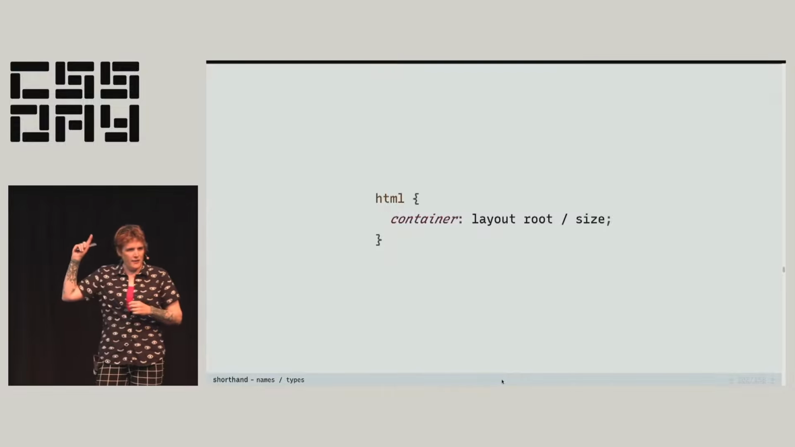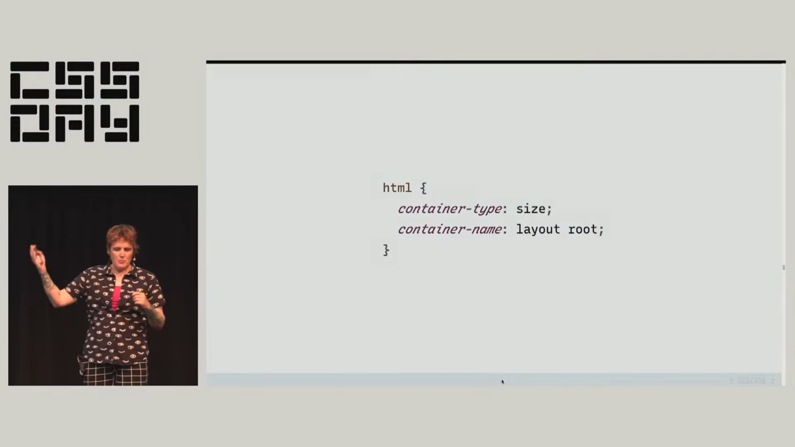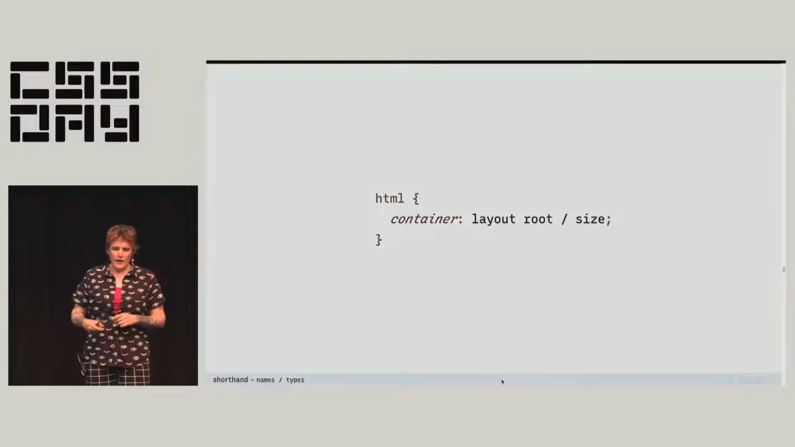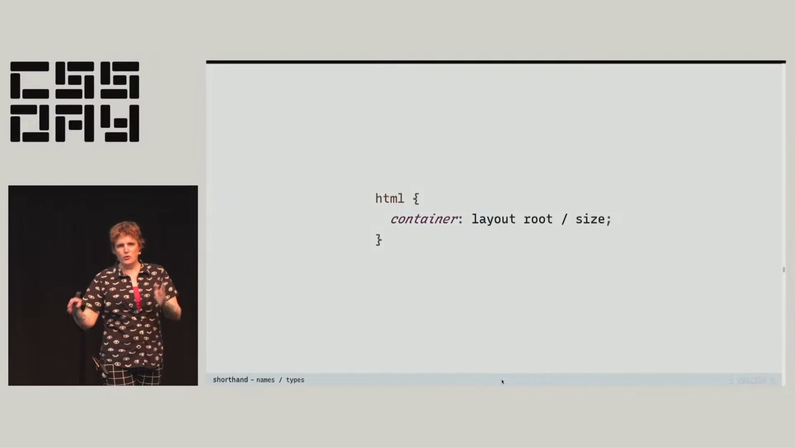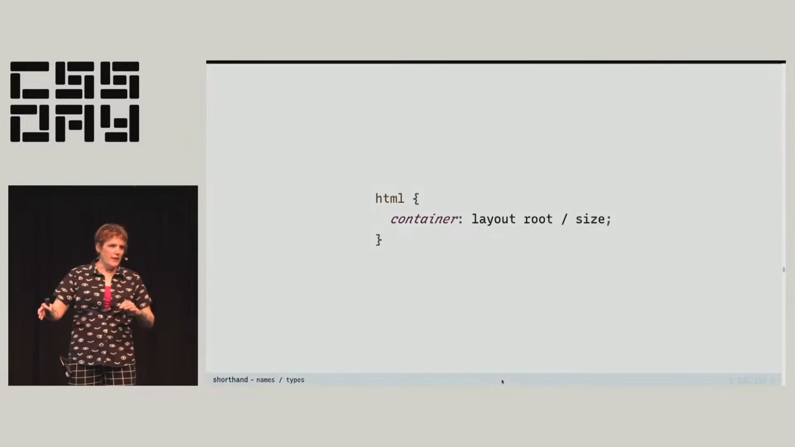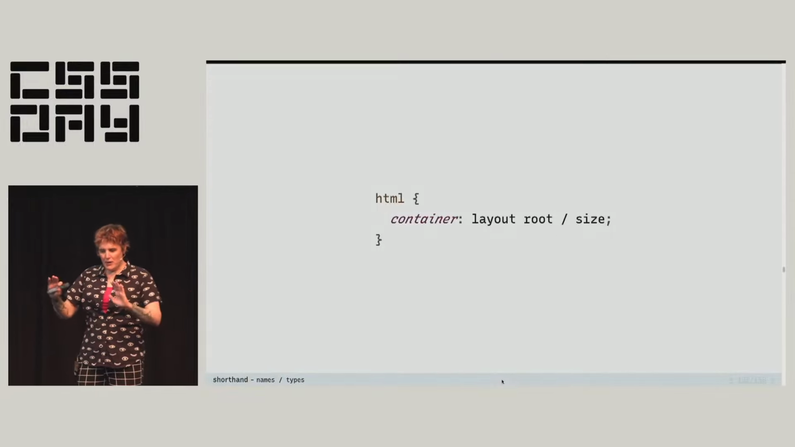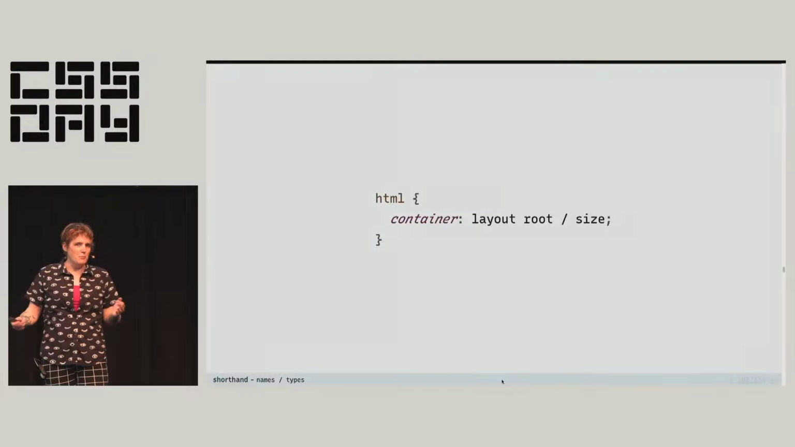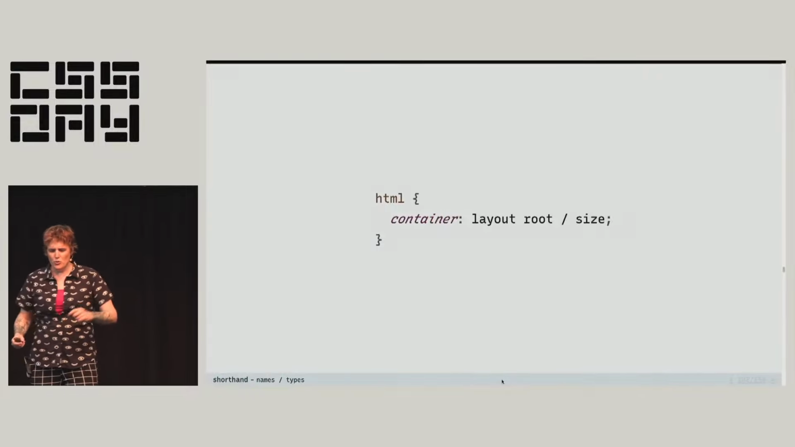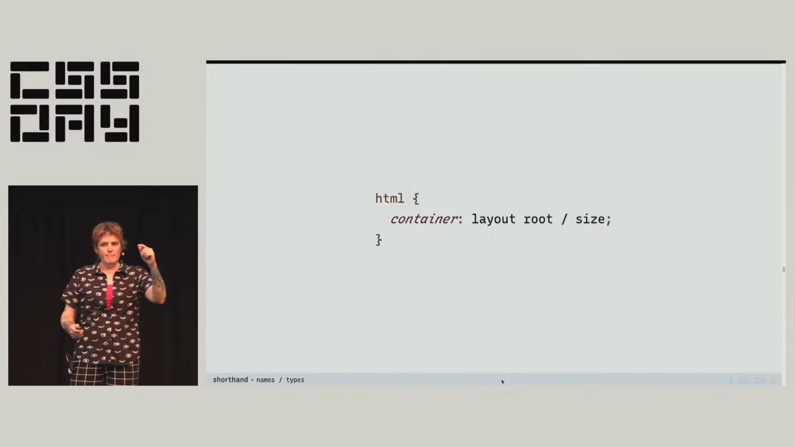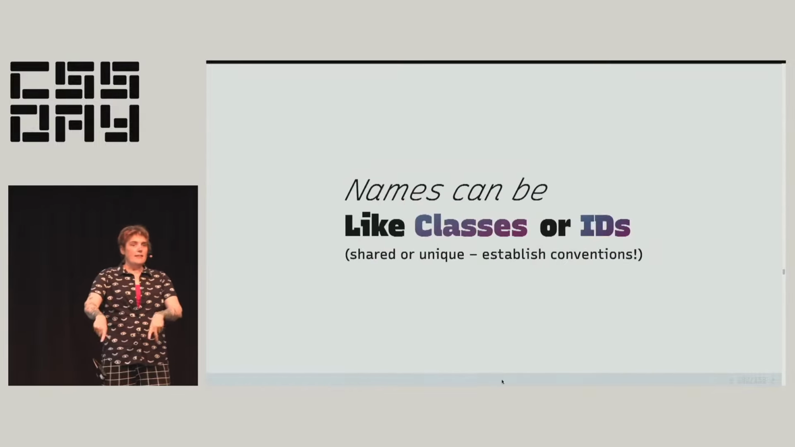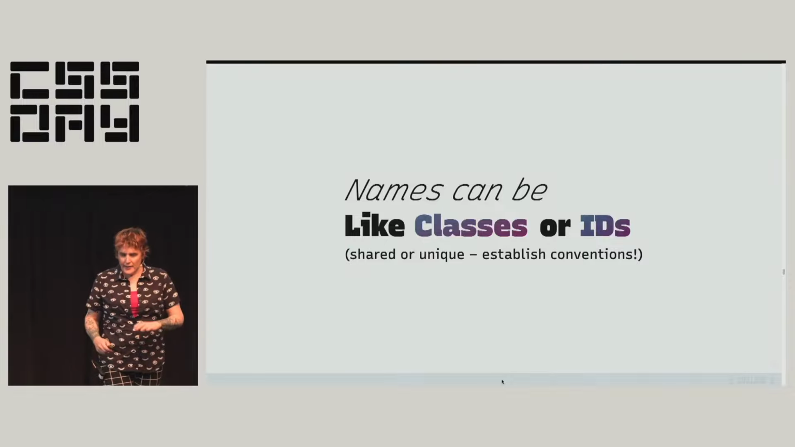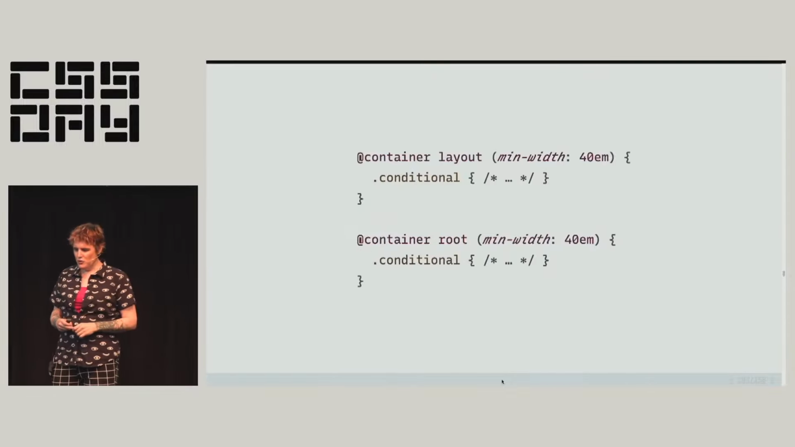There's also a shorthand. So instead of saying container type size, container name, layout, root, I can do that all in one. The name comes first and is required in the shorthand. So if you're not doing the name, just use the container type. But it's recommended to give containers names. Then you can reference them when you need to. The reason to reference them is, actually, I'll get to that. Like I said, names can be like classes or IDs. I use sort of a combination of the two, some unique, some not, and then I can query whichever I want.